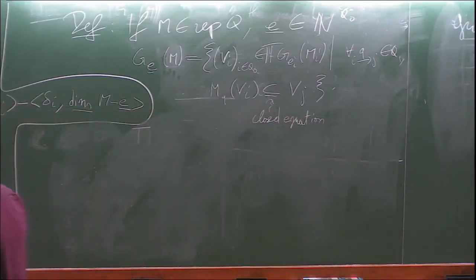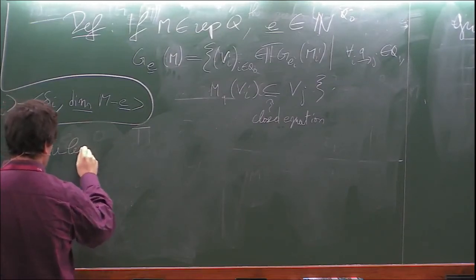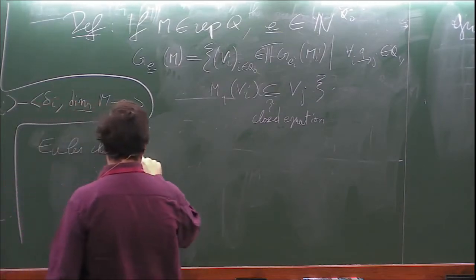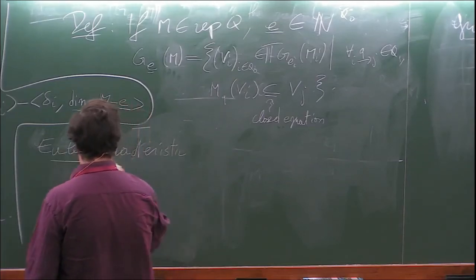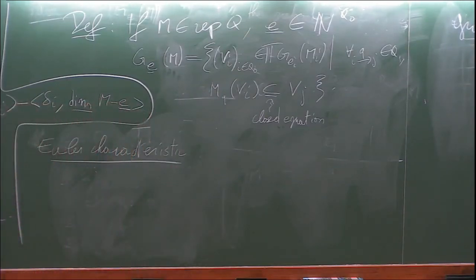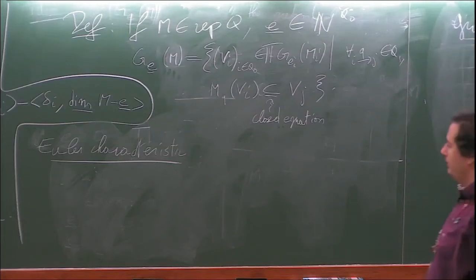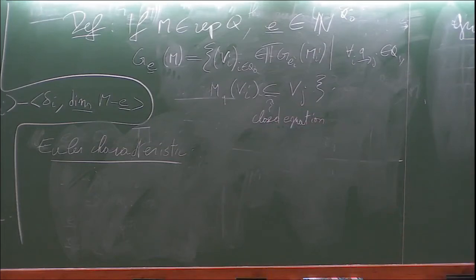Okay, now the next term I need to define is this term. So what about the Euler characteristic? I know that there are a lot of geometers in the room, and they will not be so pleased by my introduction. I'm sorry about it, because I have no time to do a proper introduction about that. So I will use the Euler characteristic as a kind of black box.